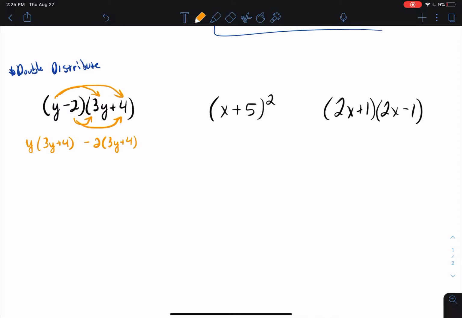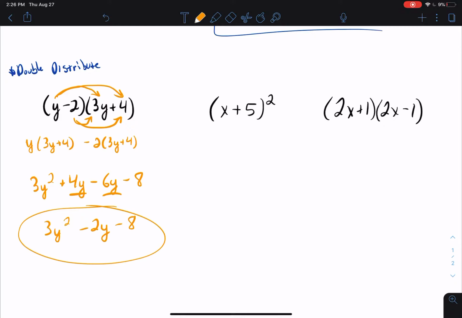All right, so y times 3y, that's going to give me 3y squared. Y times 4, that's going to give me 4y. Now I distribute the negative 2. Negative 2 times 3y is negative 6y. Negative 2 times 4 is negative 8. Combine those like terms, so I'm going to end up with 3y squared minus 2y minus 8. And that's all I can do there.